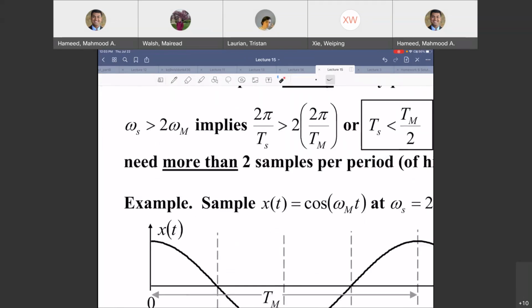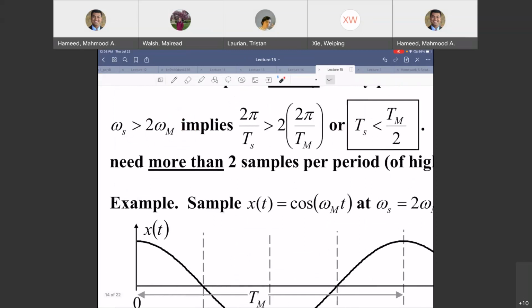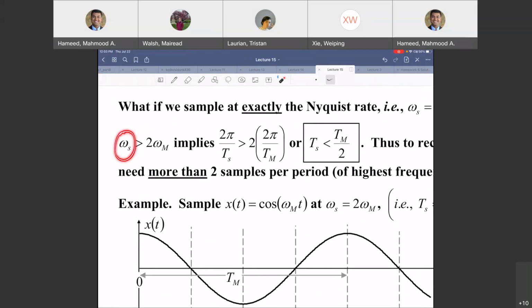What does that imply? That implies that omega s should have been greater than 2 omega m. We know omega s is 2 pi divided by Ts, where Ts is the sampling time. So it's the time period of the impulse train that you are multiplying with. This should be greater than 2 times omega m. What is omega m? Omega m is the highest frequency component, which corresponds to 2 pi divided by Tm. Tm is the time period of the highest frequency component in the signal. There are several frequencies in the signal, ranging from 0 all the way up to omega m. The time period that corresponds to the highest frequency omega m is going to be your Tm.